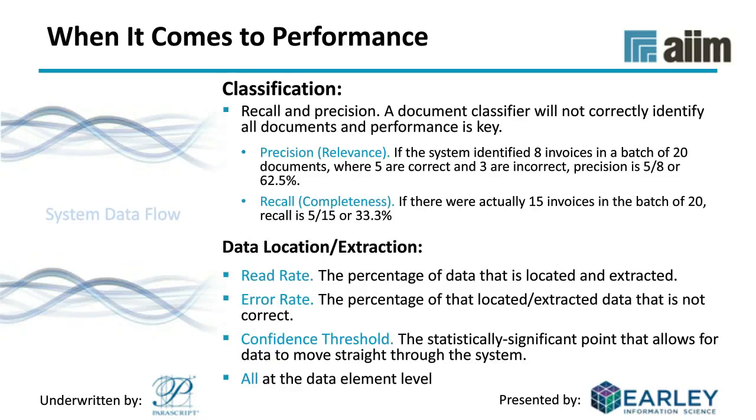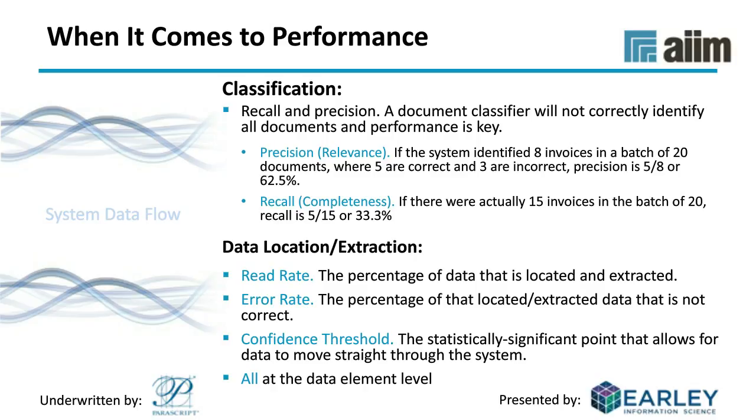Some terminology that you will want to look up, and I've just provided high-level definitions here. These are against two types of automation. One is classification, and the other is location and extraction of information. When it comes to classification, it's not good enough to just understand what an accuracy rate is. You have to understand, at minimum, two types of measurements.